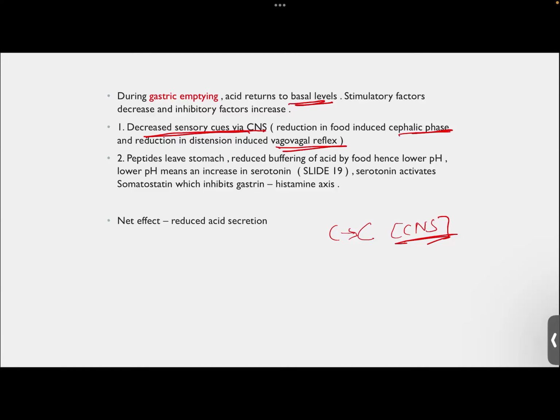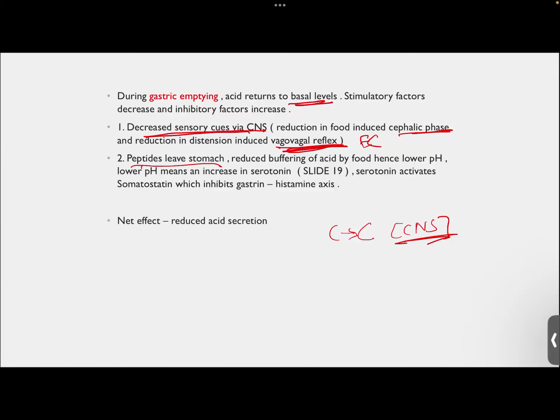So remember, the vagovagal reflex is due to the distension, and that's sensed by the enterochromaffin cells. So the vagovagal reflex is also going to stop, which means it will no longer lead to an increase in acid like it did earlier, because we need acid if we have food. So that's one thing that happens when you have gastric emptying. It's the opposite. You've done all of this, you're just flipping it around now.